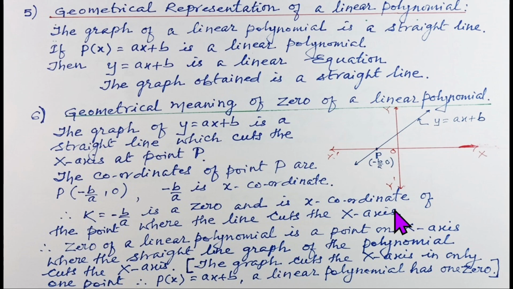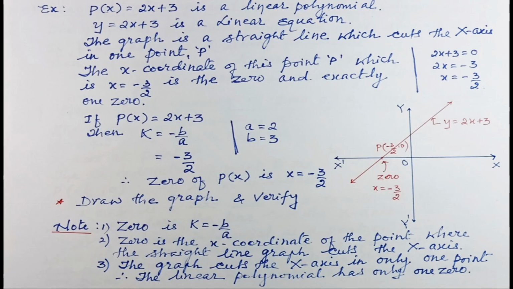Therefore, the geometric meaning of zero of a linear polynomial is very clear, that the zero of a linear polynomial is the x coordinate of the point P where the graph of the polynomial cuts the x-axis. Therefore, zero of a linear polynomial is a point on the x-axis where the straight line graph of the polynomial cuts the x-axis. The graph cuts the axis in only one point. Therefore, p of x is equal to ax plus b, which is a linear polynomial, has only one zero. Remember that.